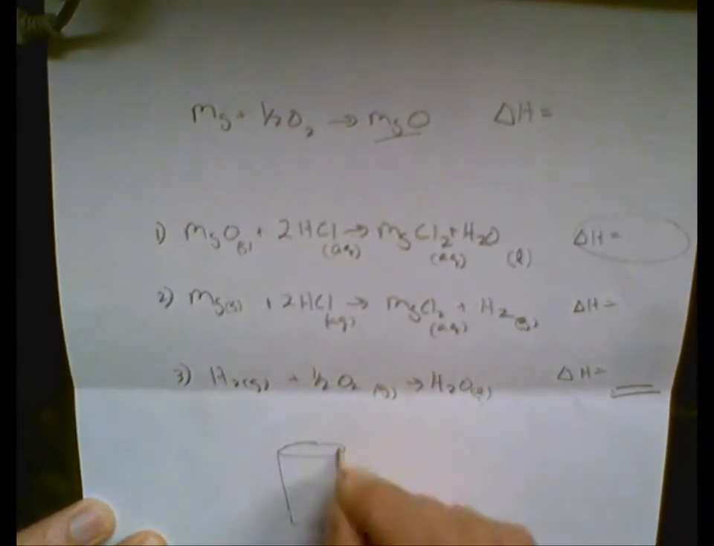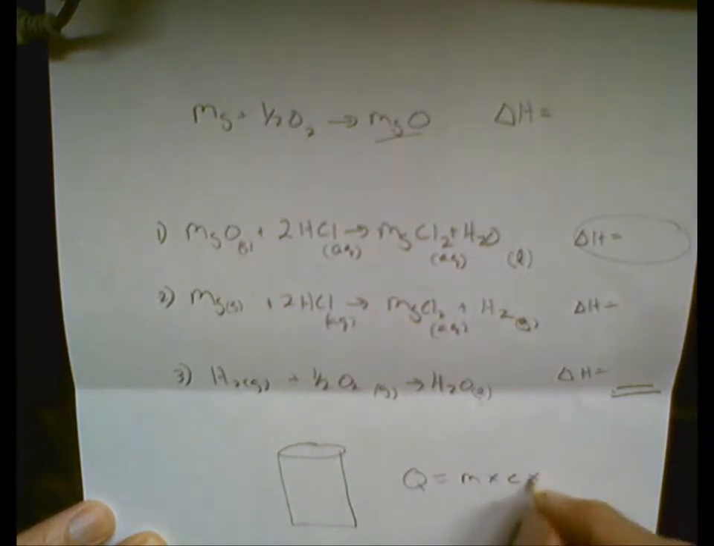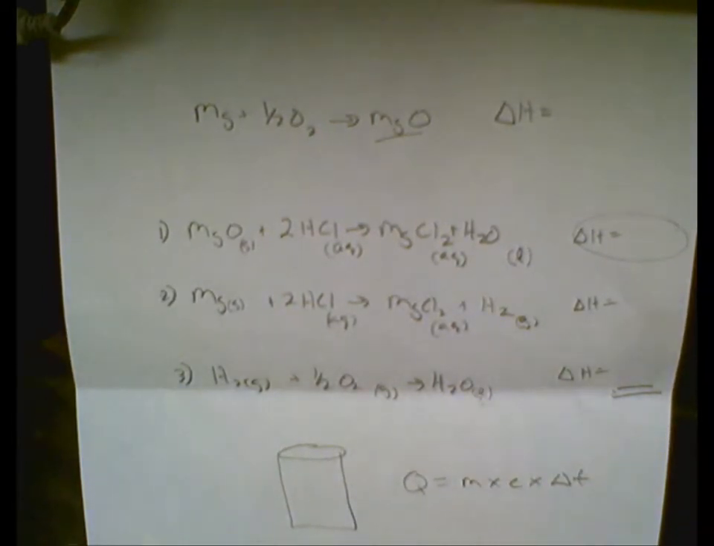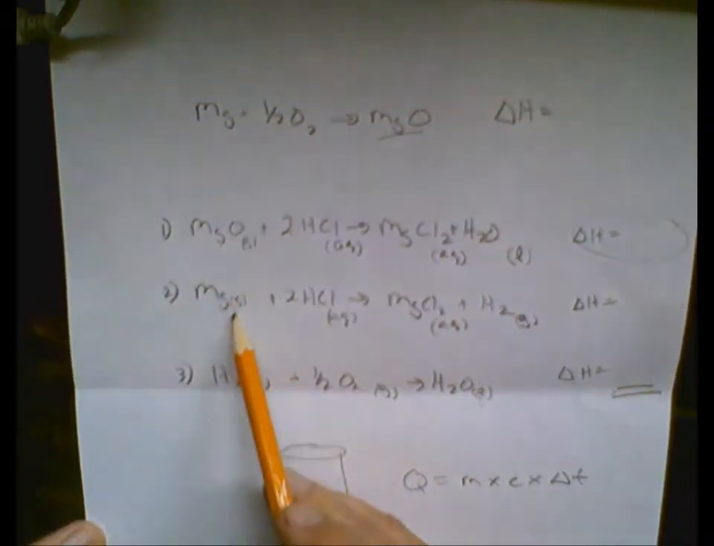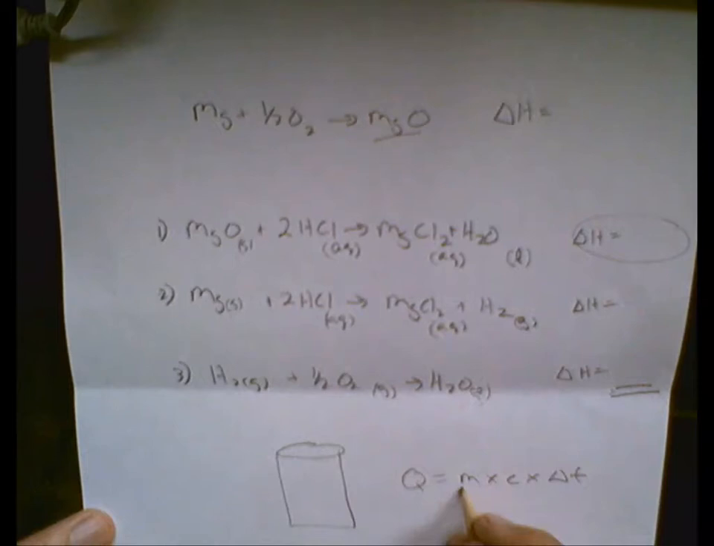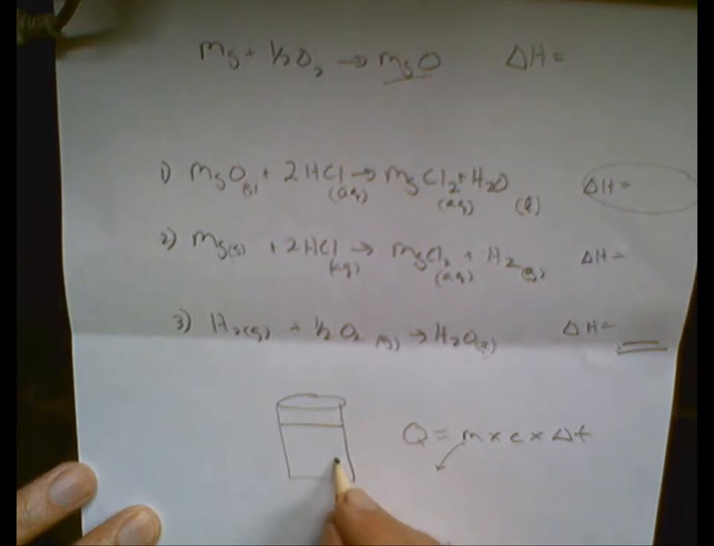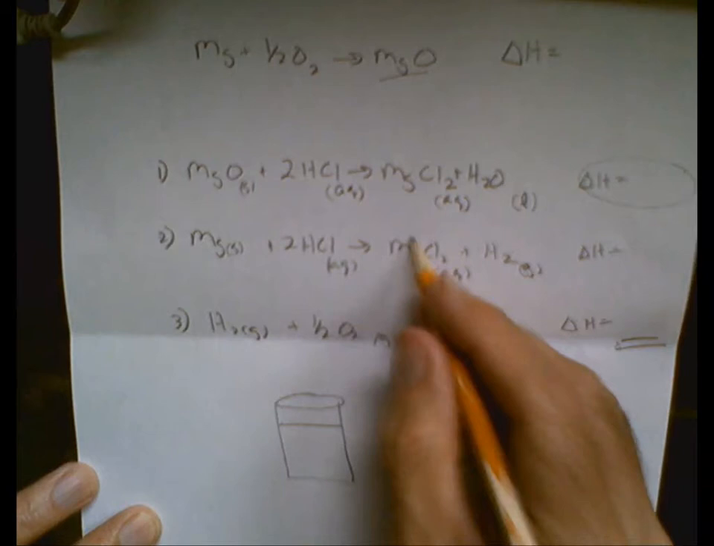Well, first of all, to get the heat, you need Q equals M times C times delta T. So they give you information on MgO and they give you information on Mg in a table. Well, we need a mass in here. Here's where people mess up. The mass you're going to use is the mass of the liquid in the cup because that's what's absorbing the energy. What is the liquid in the cup?